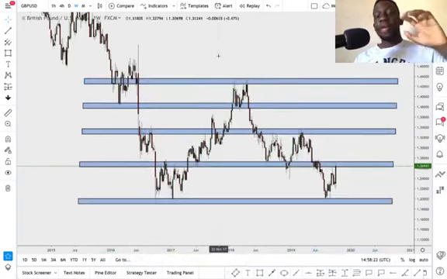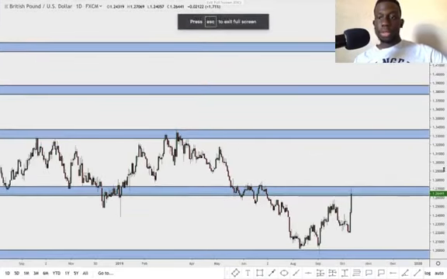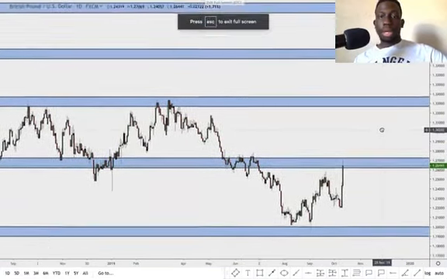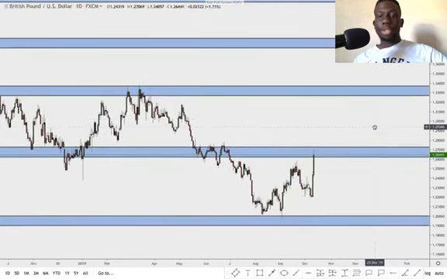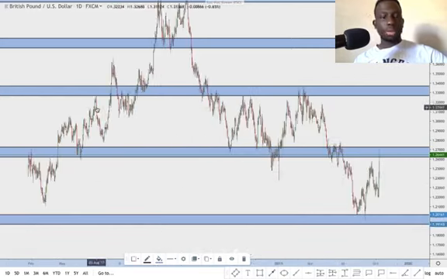Now I've done monthly, I've done weekly. Now I can scroll over to my daily time frame. Okay, just expand this a little bit more. Now on my daily time frame, as you can see, remember, like I was saying, we are currently bullish at the moment.